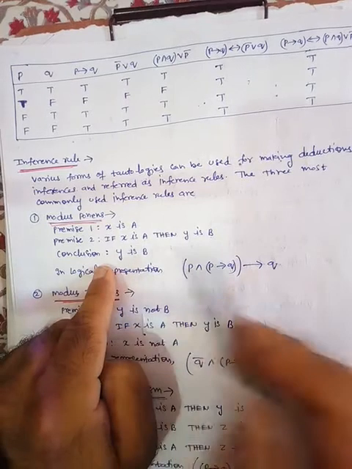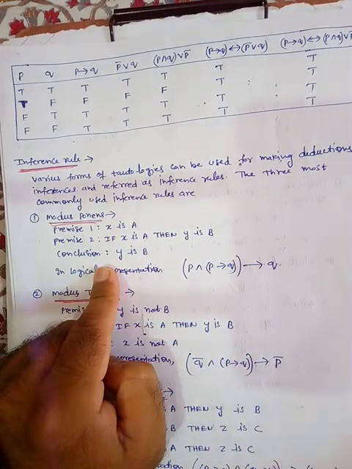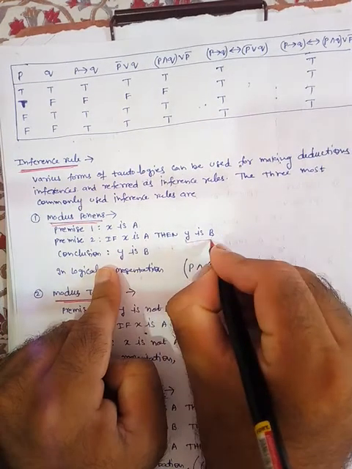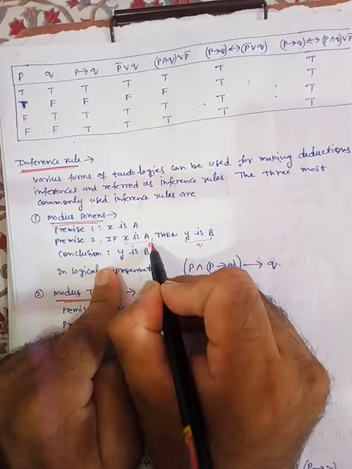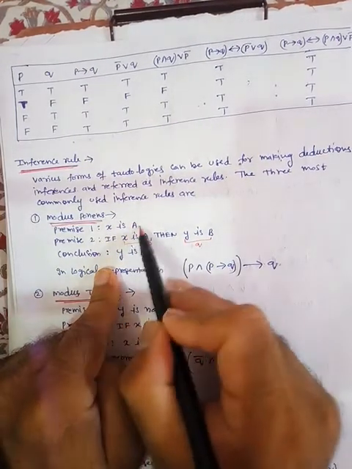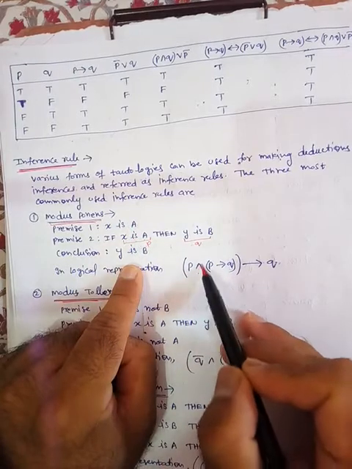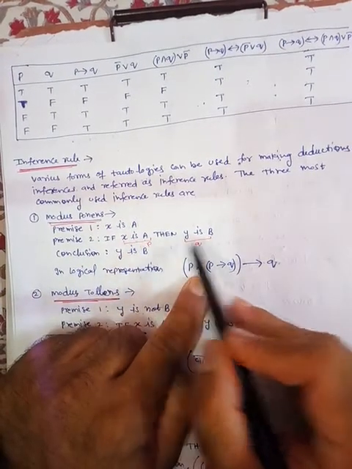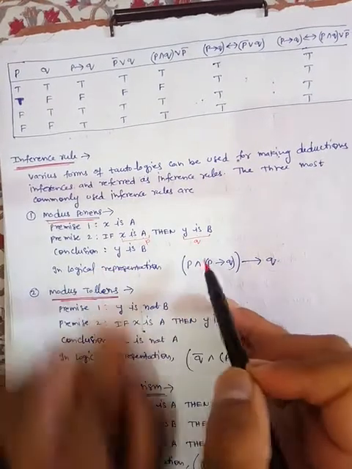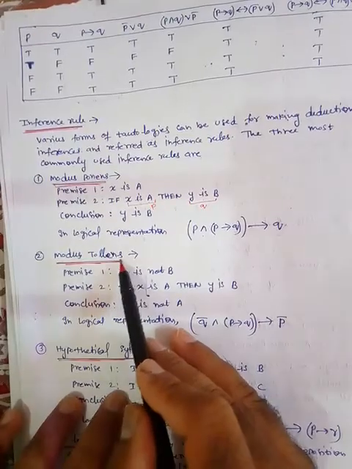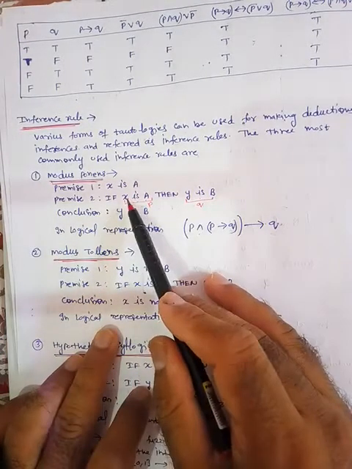The conclusion is Y is B. This is Q. Fine. This part is actually Q, and this part is actually P. So this is P. Both should be true, that's why P implies Q. So the conclusion is Q.